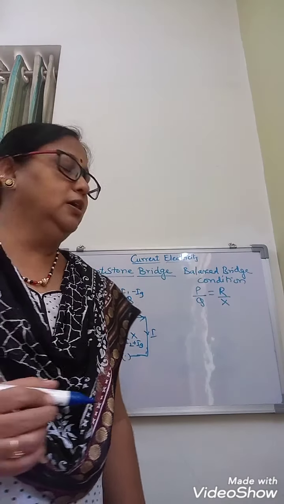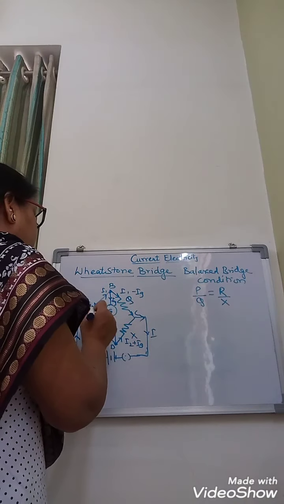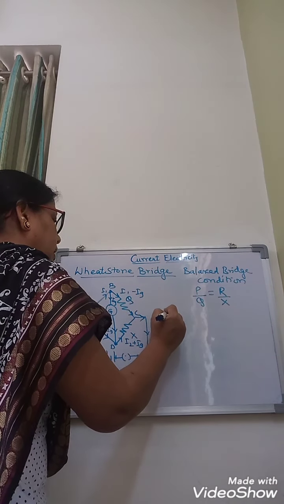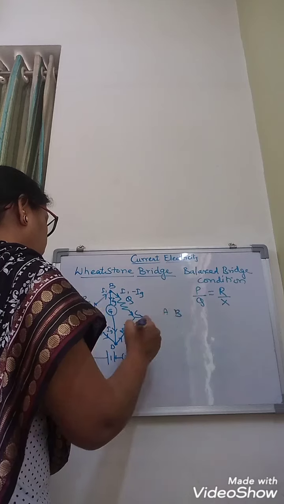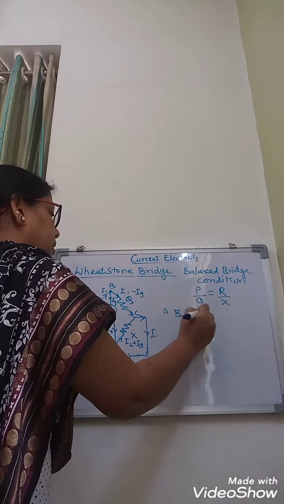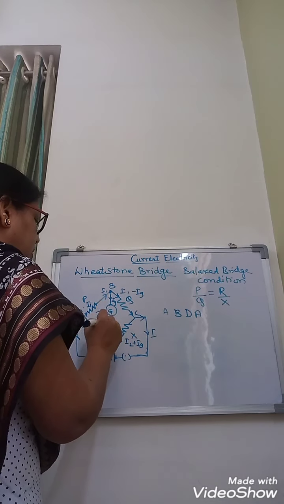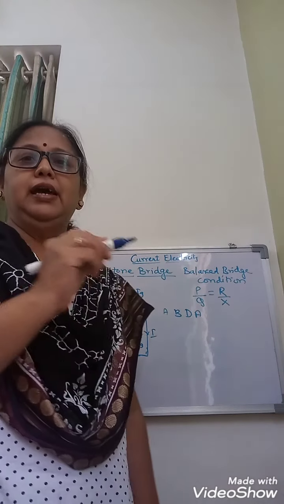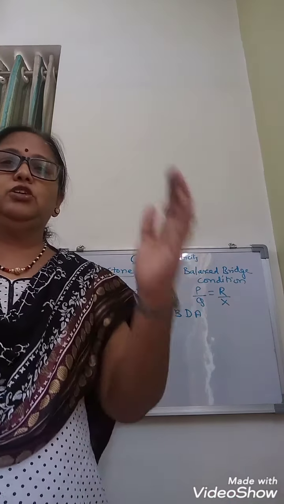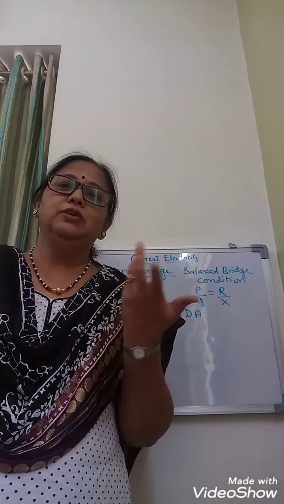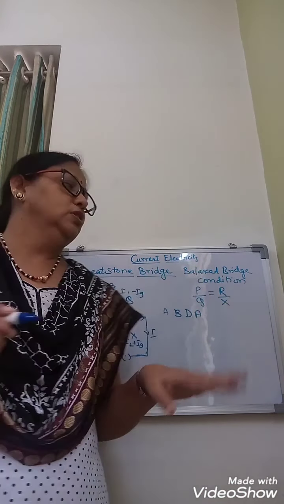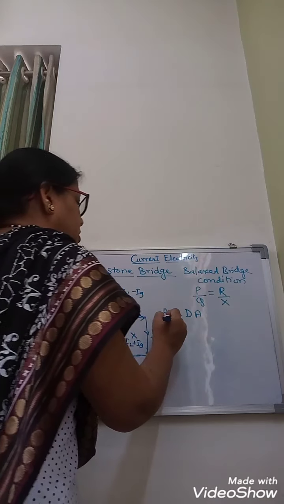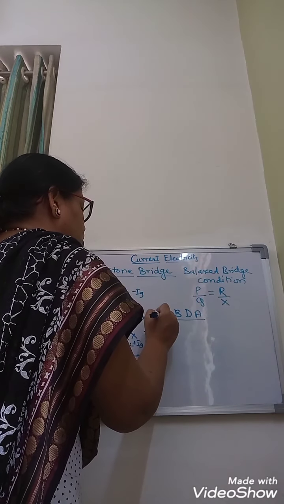Now think about the loop rule. We apply it to the loop A, B, D and A. So this is that loop. Let us go from A, B, D, A. When we are going in the direction, if the current is also in the same direction, we take it as positive. So let us write the equation using Kirchhoff's law for this loop.